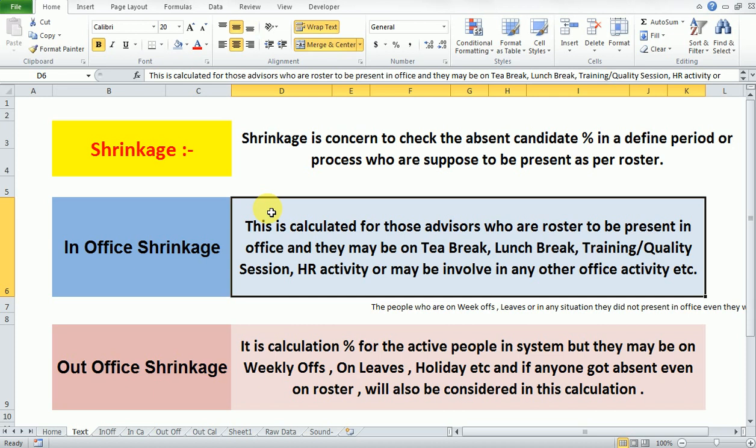People are present in office, they came to office for working, but in the real-time situation they are not available to take calls.